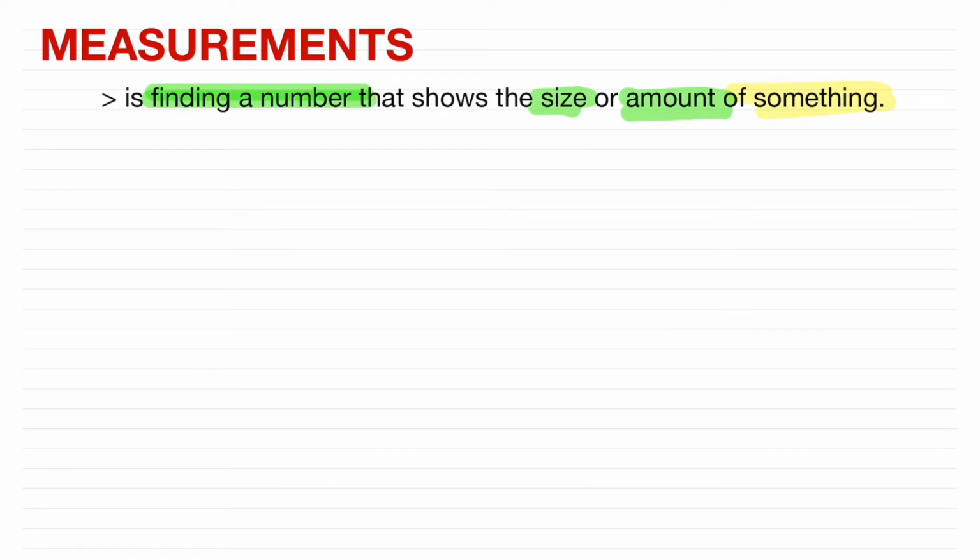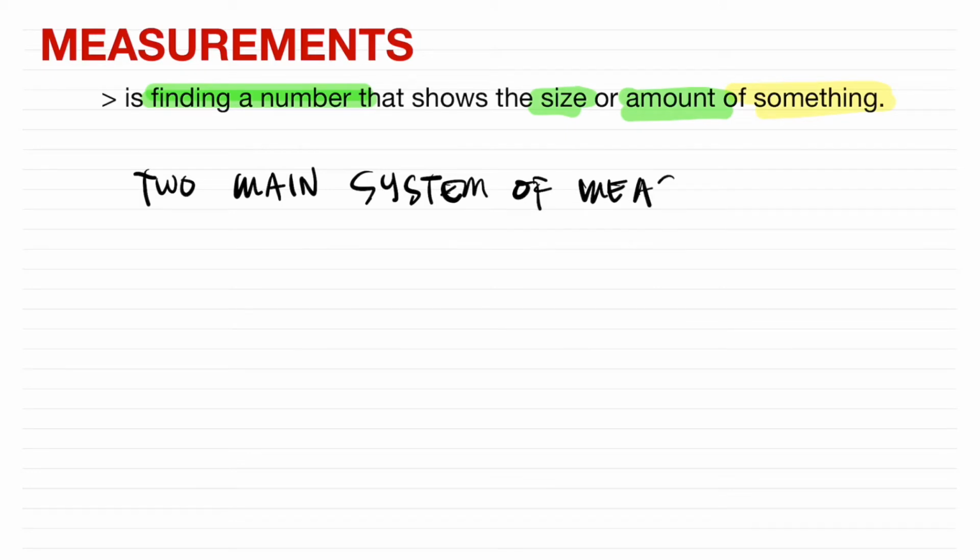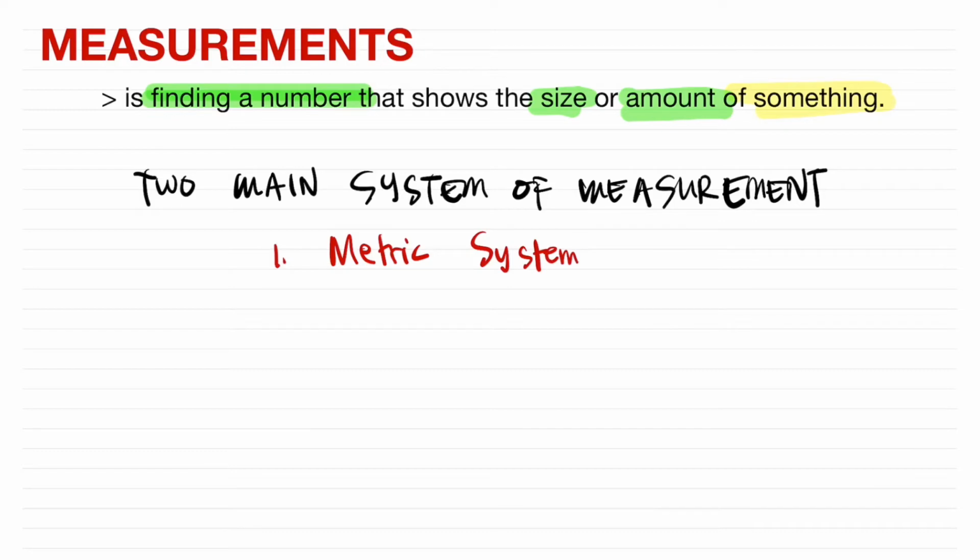Now there are two main systems of measurement that we are currently using. The first one is the metric system, or we call this one SI. The second one is the US standard. In the United States, they have their own measurement standard.